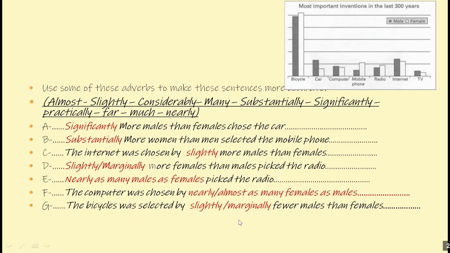The bicycle was selected by slightly or marginally fewer males than females. The bicycle here, I think it's a small difference, so I said it's almost the same, a small difference. So slightly or marginally fewer males than females.